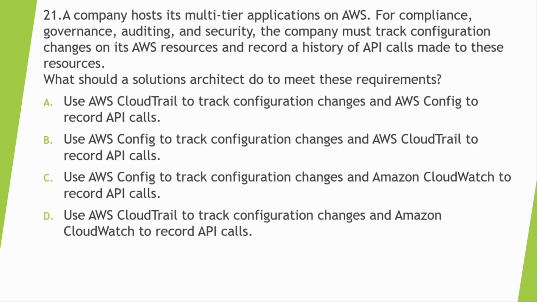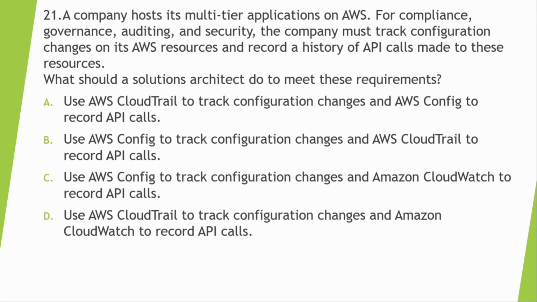Next, a company hosts its multi-tier applications on AWS. For compliance, governance, auditing, and security, the company must track configuration changes on its AWS resources and record a history of API calls made to these resources. What should a solutions architect do to meet these requirements? To track configuration, we have seen what we should use, AWS Config. And for getting a record of the history of API calls, you need CloudTrail.